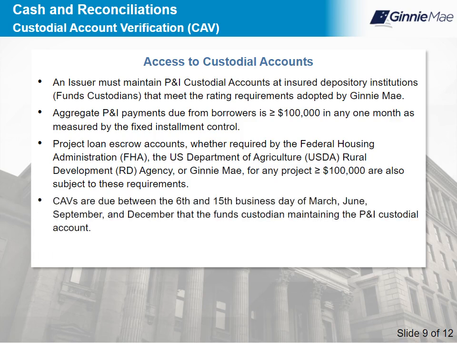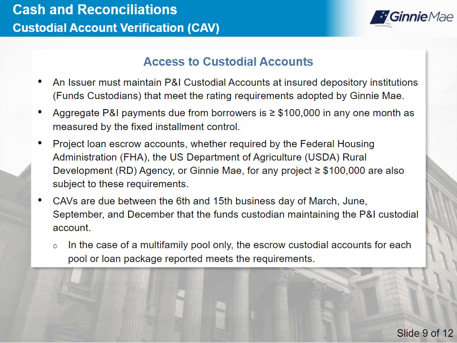CAVs are due between the 6th and 15th business day of March, June, September, and December from the fund's custodian maintaining the P&I custodial account. In the case of a multifamily pool only, the escrow custodial accounts for each pool or loan package reported must meet the requirements. Select Next to continue.